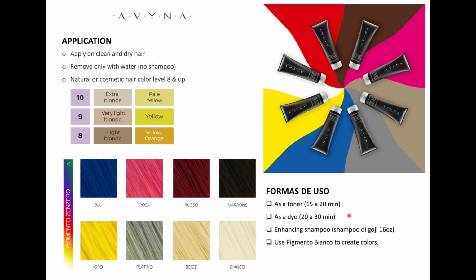You can also make your own enhancing shampoo, so you can have your red shampoo, pink shampoo, blue shampoo. In the goji shampoo of 16 ounces, you're going to remove 1.3 ounces of shampoo and replace it with Sincero. And here you have the 8 colors we have. As you can see, we have the 3 primary colors, so you can have all the colors you want. And we have this one that is white. This one, you're going to use it to create pastel colors.